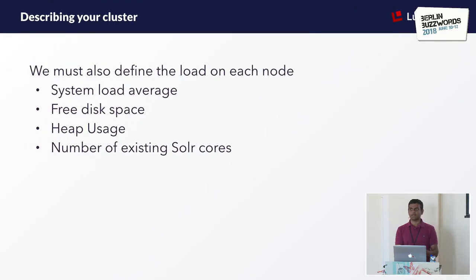The second part about describing a cluster is that you want Solr to provide some tools or ways to understand, if I reach a state where I have more machines or I want to move things around, what is important to me. So you want to be able to define whether it's system load average, free disk space, heap usage, or number of existing Solr cores. You provide it some intrinsic values that you then use to move things around. And we're going to talk about exactly this, describing your cluster in terms of auto-scaling policies and preferences.